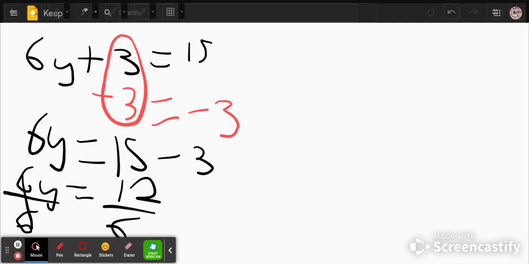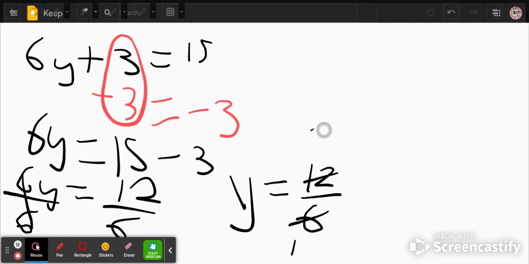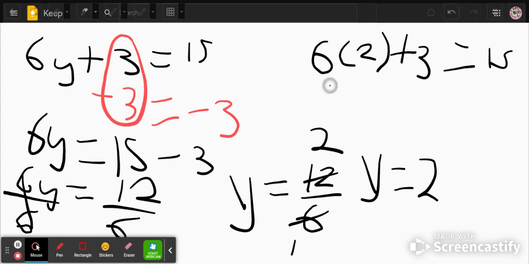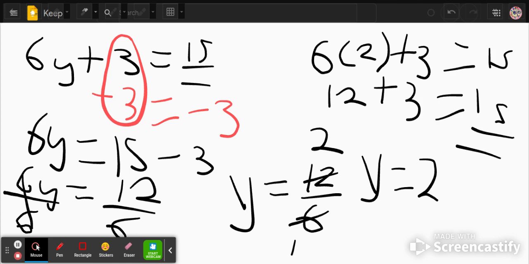So therefore, y is equal to 12 over 6, which can be reduced to 2. So y is equal to 2. So let's see when we substitute 2 into the equation, if we get back the 15. So 6 multiplied by 2 plus 3 is equal to 15. 6 2s is 12 plus 3 gives you back the 15. So there, you know that your answer is correct.